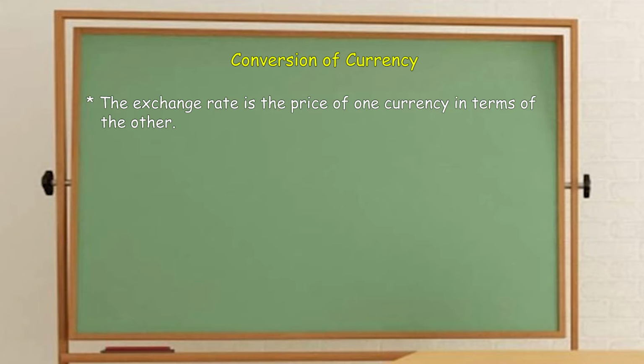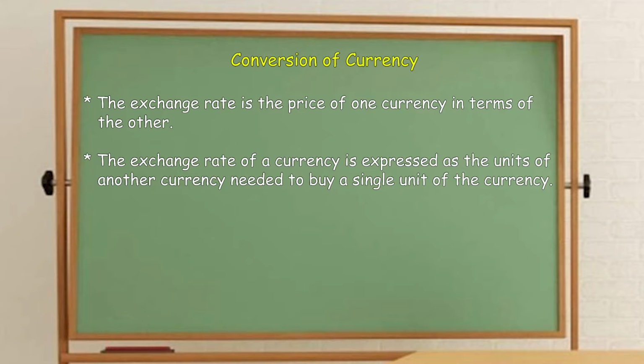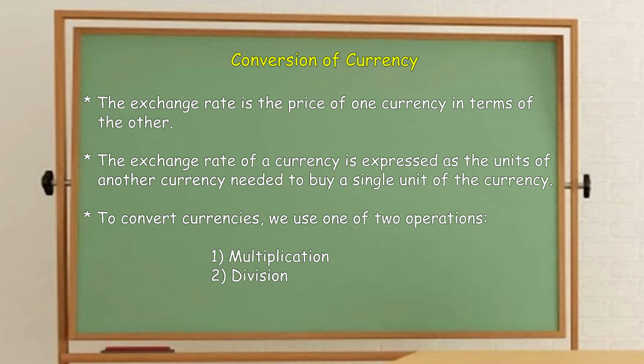Conversion of currency. The exchange rate is the price of one currency in terms of the other. The exchange rate of a currency is expressed as the unit of another currency needed to buy a single unit of the currency. To convert currencies, we use one of two operations, multiplication and division. Some time ago, $1 was equal to 190 Guyana dollars. So boys and girls, today we will learn how to convert currency.